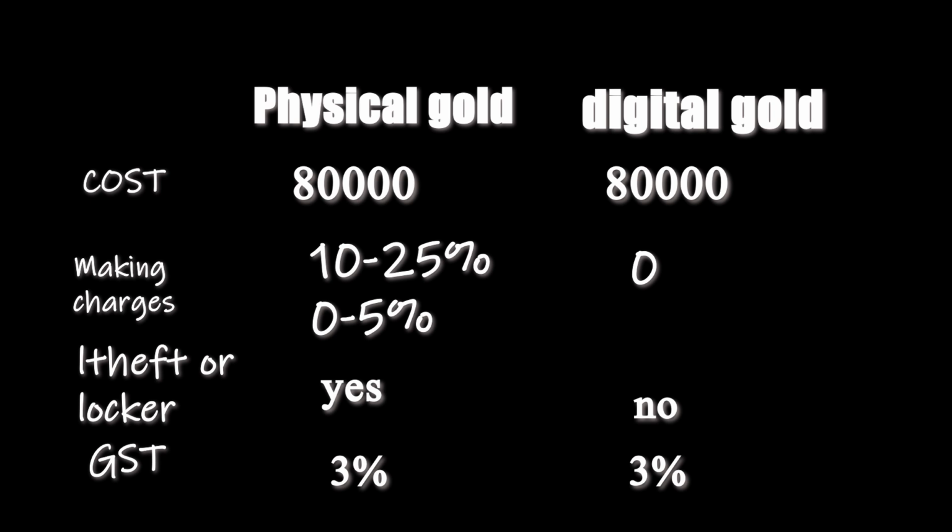And locker rent. Here comes the catch. If you buy physical gold, you have to keep it in your home, so there will be an issue of theft. And if you keep it in a locker, you have to pay locker charges annually. So there will be additional expenses for physical gold.